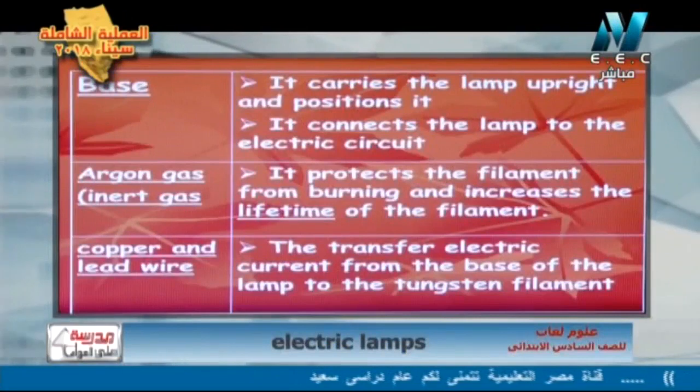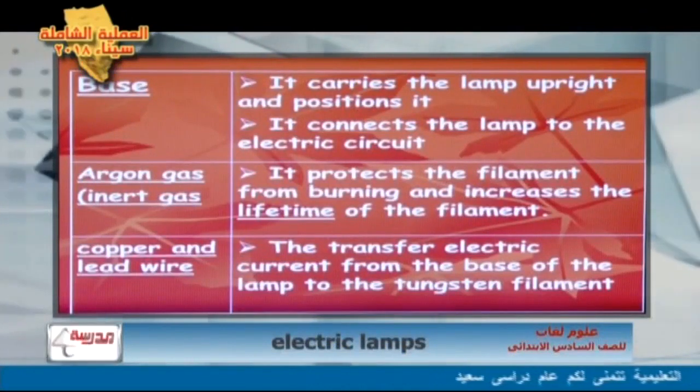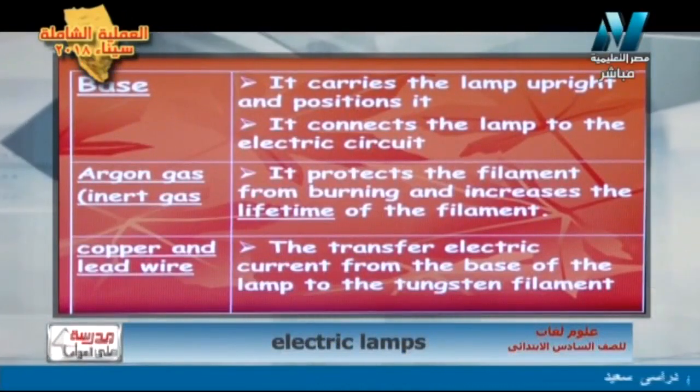So now let us summarize what we have studied in the light bulb. We will make a summary or table summarizing all the functions and the structure of the light bulb: the base, as I said before, the argon gas or the inert gas, the two copper lead wires. So now let's start with the base.